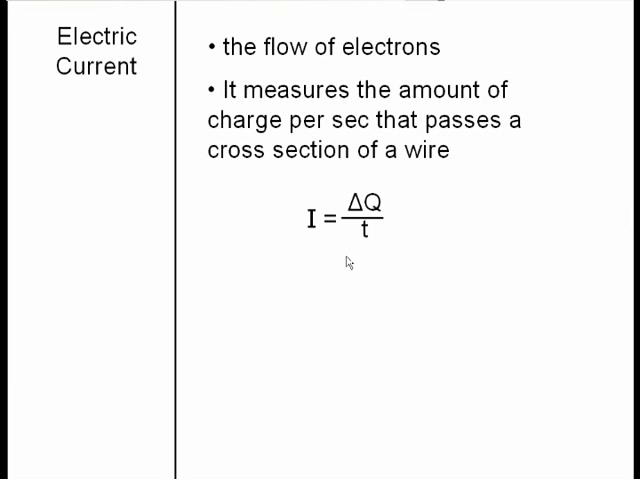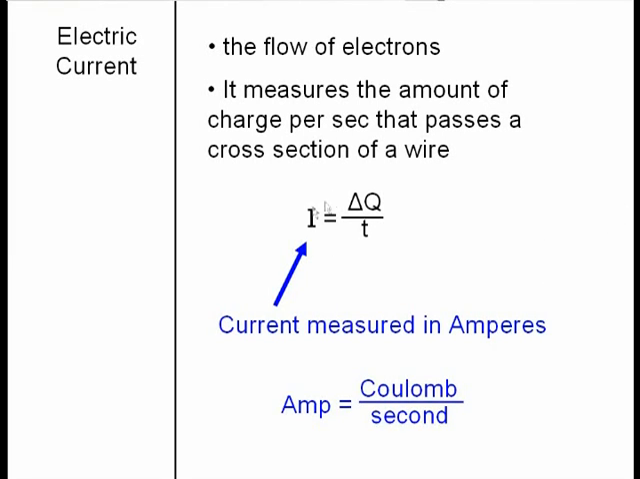So our equation, we know from last time Q is the symbol for charge and t would be time. So our charge per time is our current. For current, we use the symbol capital I, and it's measured in the units of amperes. And an ampere is defined as coulombs per second, because the coulomb is the unit for charge.